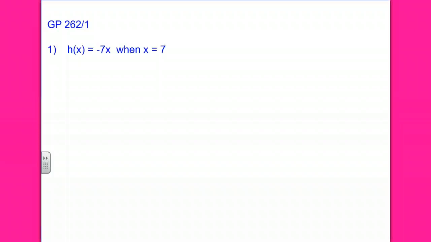Here we have a function that's not named f, it's named h. So it's a different line. It's still a linear equation, isn't it? So we are asked to find the value of this function when x equals 7. And so let's do this in function notation. Okay, so Tatum, what do we do? Plug in 7 for x.